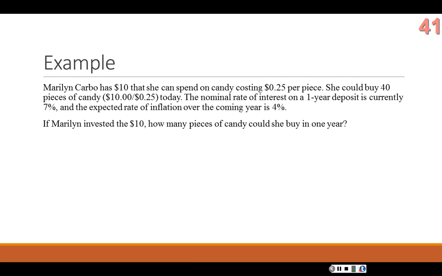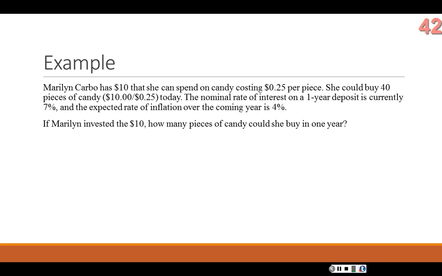So here's an example. Marilyn has $10 she can spend on candy. The candy costs $0.25 apiece. She could buy 40 pieces of candy today. It's the $10 divided by the quarter cost. So the nominal rate of interest is currently 7%, and inflation for the coming year is 4%. So if she invested the $10 that she was going to spend today, how many pieces of candy could she buy in 1 year?